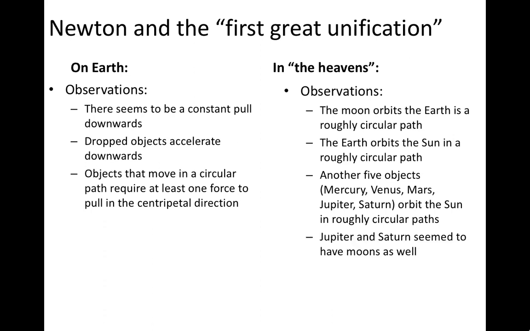Also, he would have been aware that Jupiter and Saturn seem to have moons that orbited them as well. And he would have been aware that there are some patterns in the orbits of the planets that were outlined by Johannes Kepler, known as Kepler's laws, that we'll cover in 11.4.